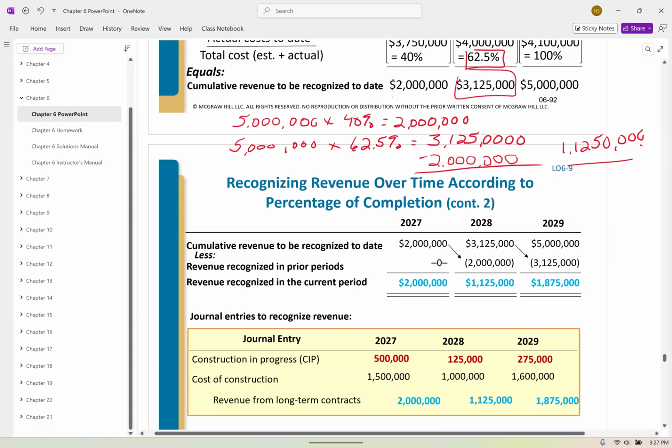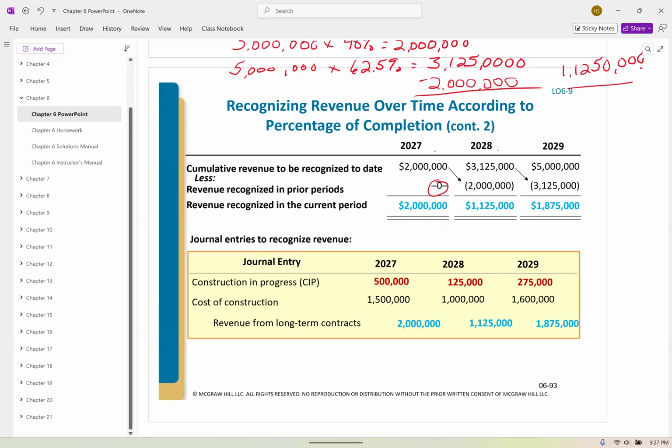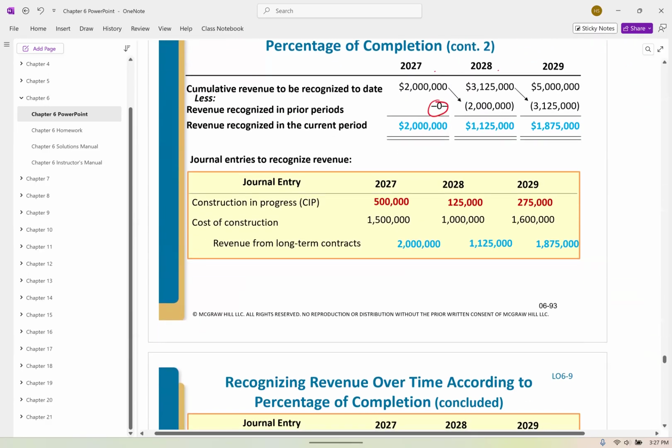Okay. All right. We are looking here at cumulative revenue. We just went through those calculations. Revenue recognized in prior periods. There was none, no prior periods, because this was the beginning. That's why that's 0. Okay. And here is more of the calculations that I just did up there. Okay. All right. The journal entry.